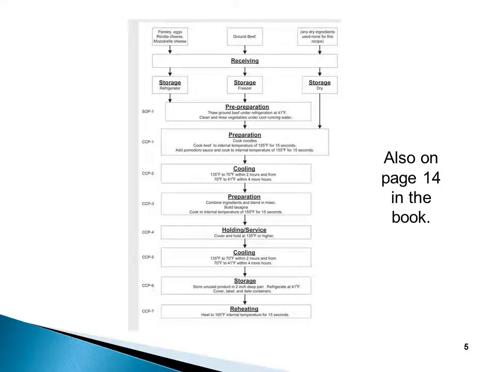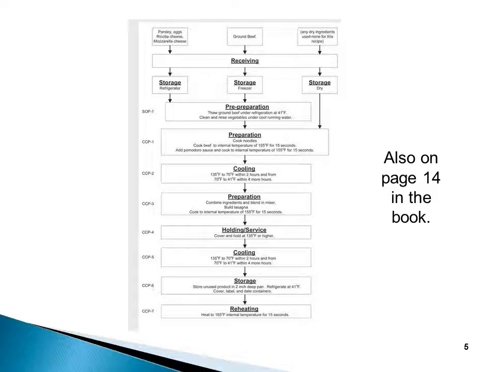So here's what a flow diagram looks like. This same diagram is also on page 14 in the HACCP implementation manual, so just take a moment to look at that. You can see on the left SOP number 1 at pre-prep, so the SOP would be the standard operating procedures that you have in place for pre-preparation, which would be like thaw the ground beef under refrigeration at 41 degrees, clean and rinse the vegetables under cool running water. Those would be your standard operating procedures, so you just put SOP number 1 instead of having to define the whole clean and how to clean and rinse your vegetables.